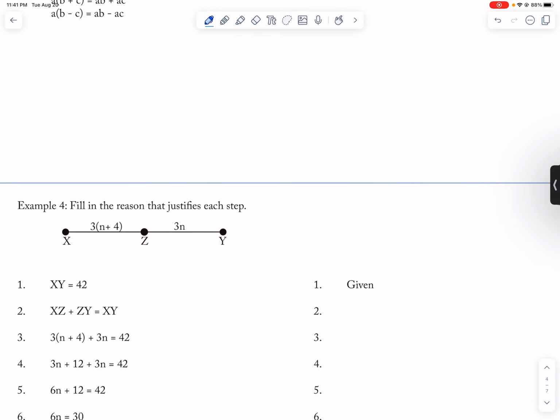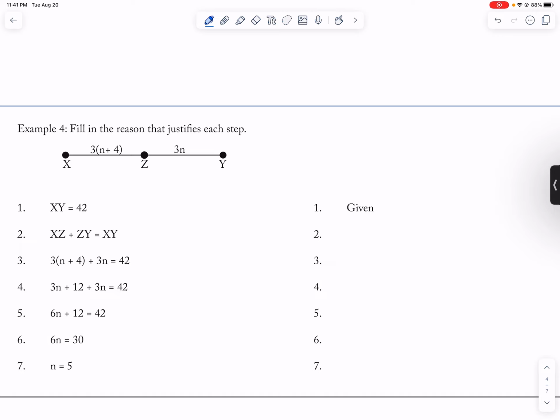Okay, so now if I look at this, I'm going to fill in the blanks again. And I forgot to write, this should be statements and reasons. Okay, so I'm going to say that given is XY is equal to 42. So now I can say that XZ plus ZY is equal to the entire thing. This is segment, because I added little segments together to make one big segment.